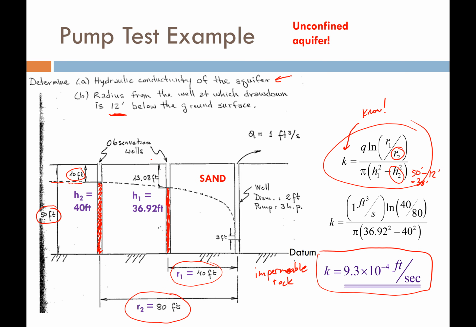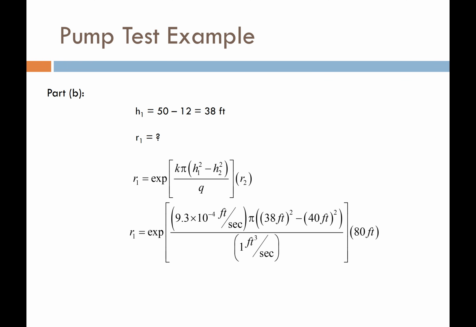So I just need to rearrange this equation to solve for R2. Let's go ahead and do that. So again, here's R1 or H1, whichever one we want. So the head that we're interested in is 50 minus 12. That's 38 feet. I just need to find the radius that's associated with that. So if I rearrange my equation and isolate that radius, I get this equation right here. And then I'm just going to plug in all the numbers that I know, and I'm going to solve for that radius.